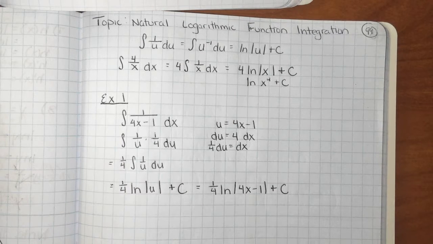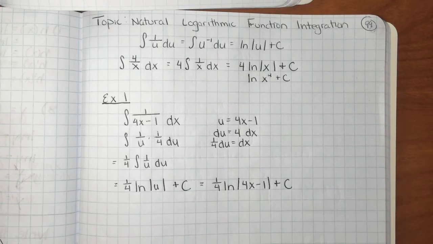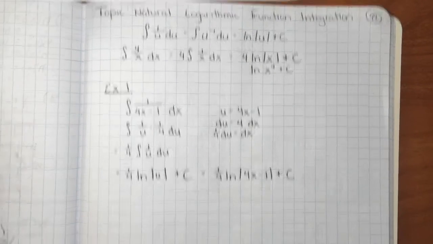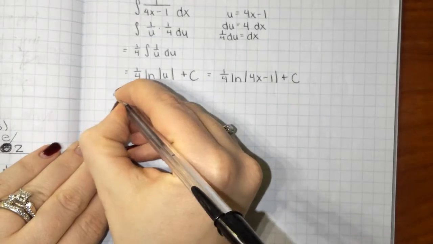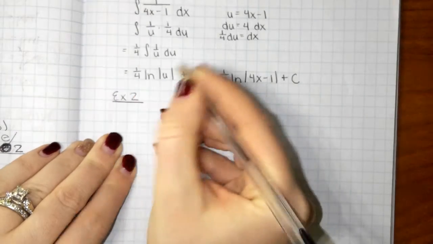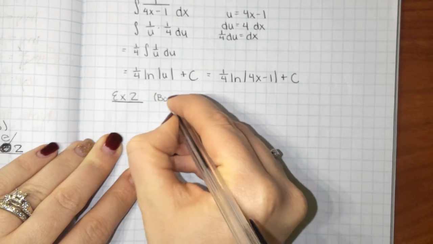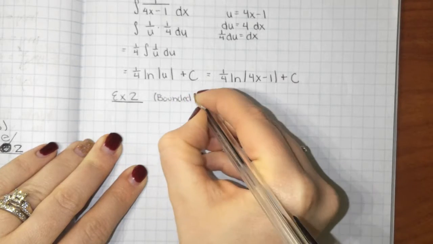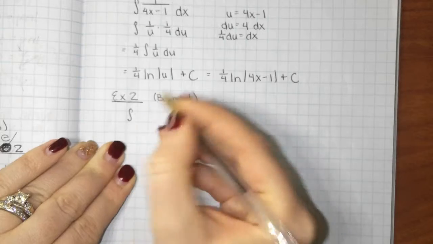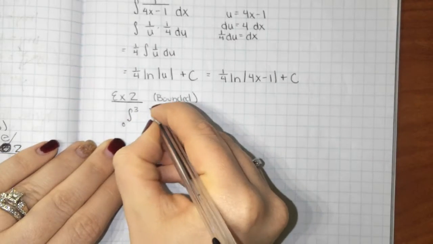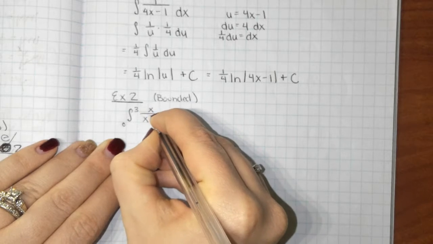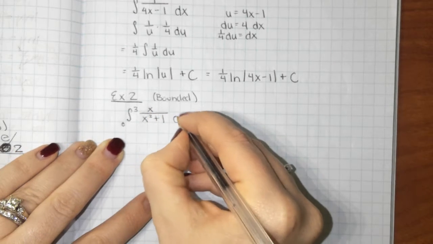Kind of okay? Okay. So that was unbounded. Let's look at something that is bounded. So I'm even going to put bounded integral. So here's my integral. We're going to go from 0 to 3, of x over x squared plus 1 dx.